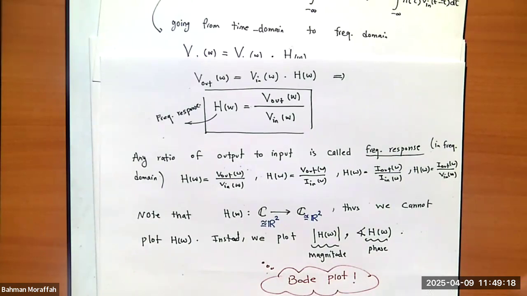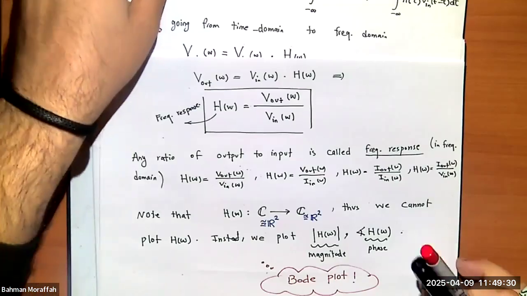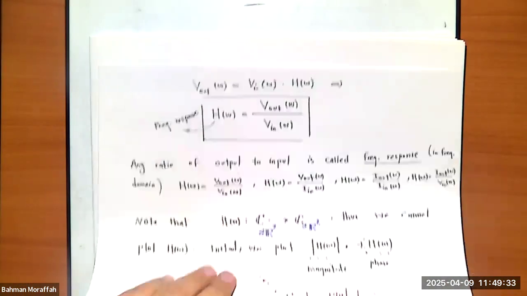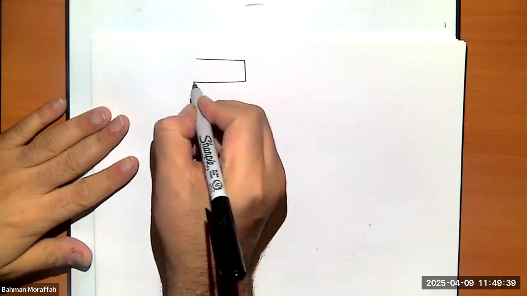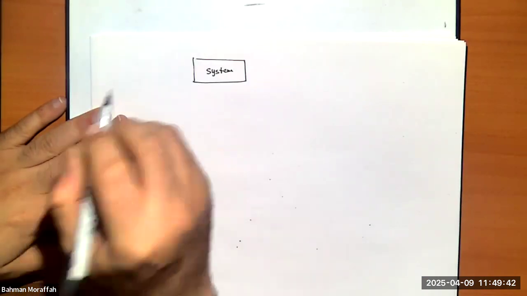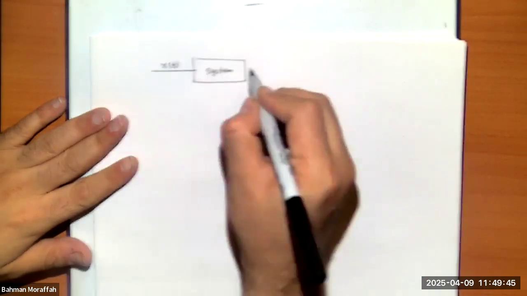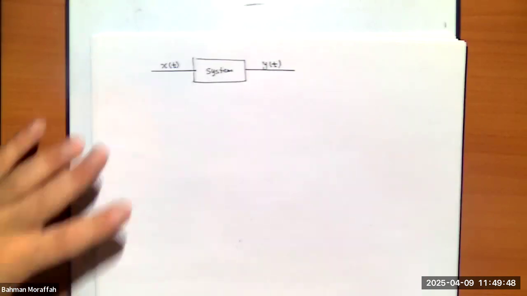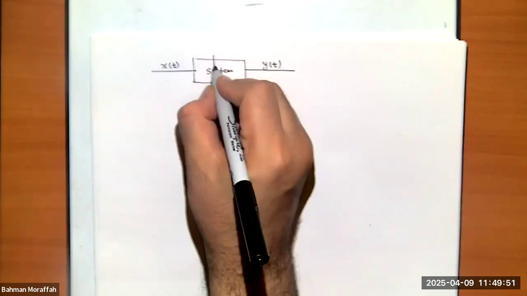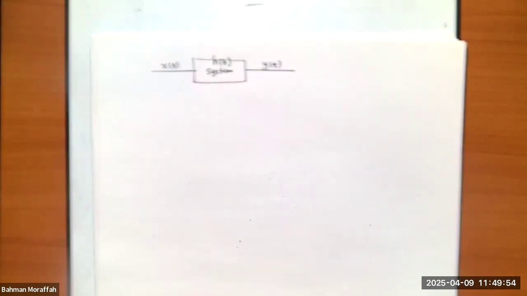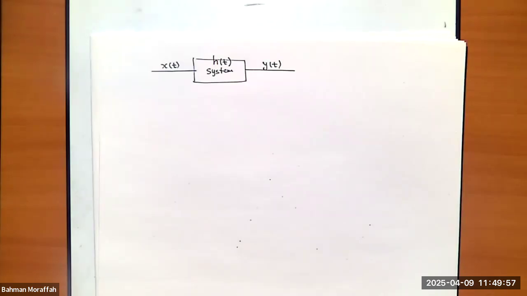But for now, let's just try to understand this h of omega. Let's just see when we can actually use this. Why are we even talking about this, right? So let's just say I have a system. I have some input x of t, and I have my output y of t, right? And let's just call this system h of t.